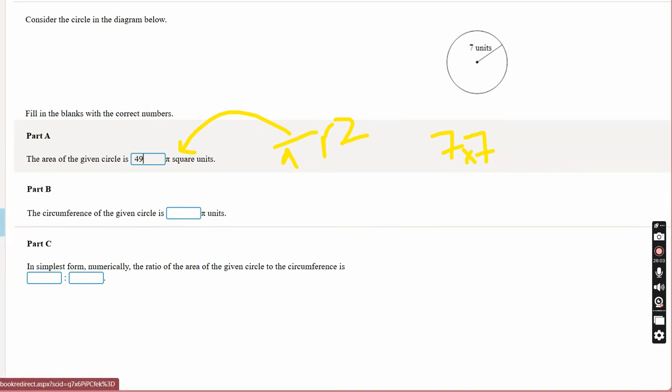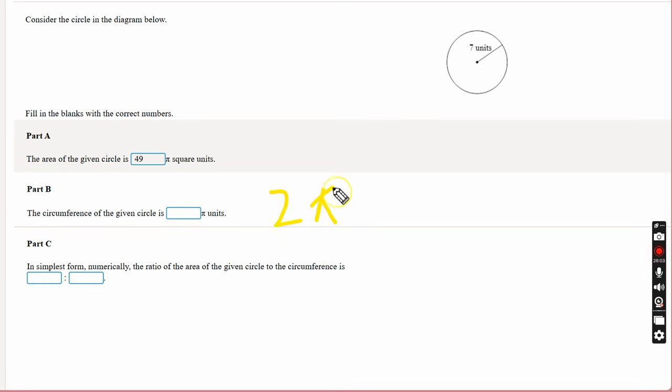The next one, what is the circumference of the given circle? What is 2 pi r? The 2 pi dropped into the answer. What's 2 times r? That's 2 times 14. So there you go, you found the circumference.